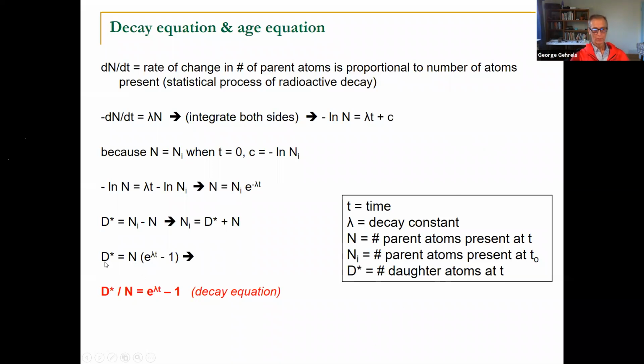And so we end up here with the equation that the number of daughters is proportional to the number of parents, kind of going back to this idea. And then it's lambda, which is the decay constant. That's just kind of the probability that a decay is going to happen. And time, of course, that's what we're interested in. And then this would be the decay equation, where it's daughter to parent. That's the important ratio that we're going to be working with. And then it's e to the lambda t minus 1. So just basics of how that decay equation is derived.